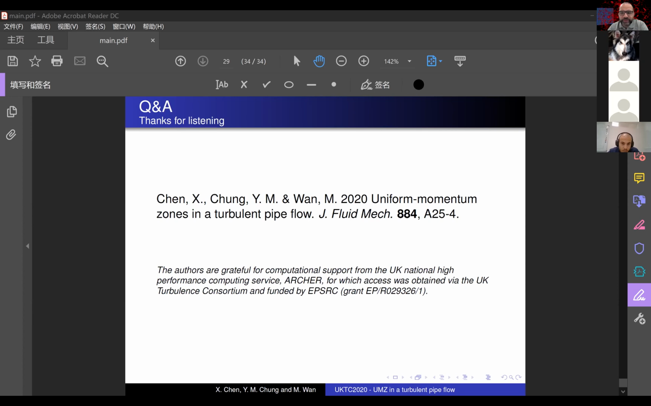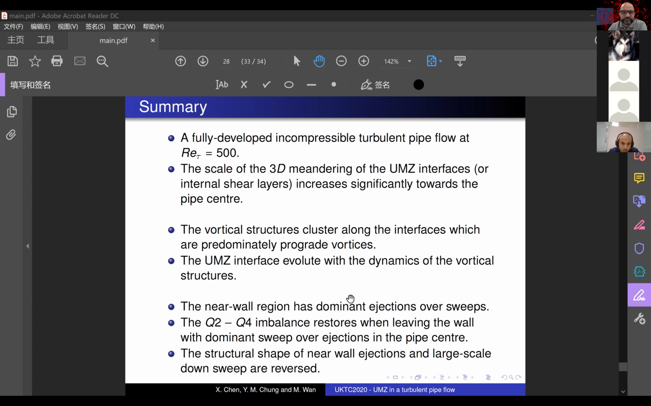And no, that's fine. I was just wondering if your conclusions are still valid when you increase or decrease the Reynolds number. But basically, the fact that you have more ejection close to the wall than sweeps. So far, there are Reynolds number trends on it, definitely. But the conclusion in the last slides holds for the Reynolds numbers we have.